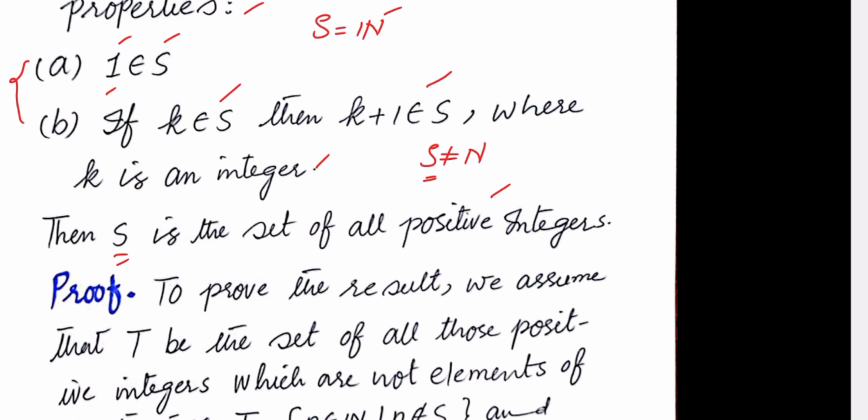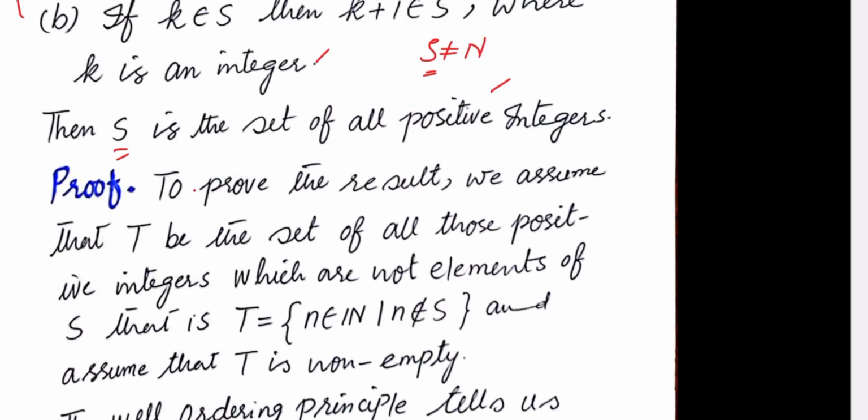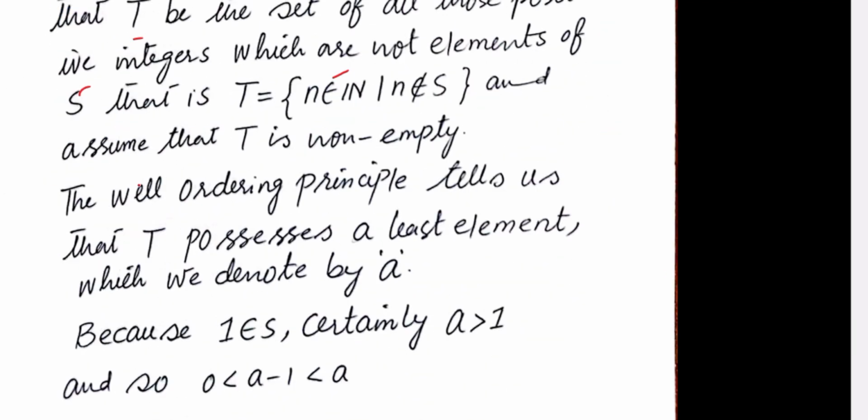So we take another set T. We assume that T is the set of all those positive integers which are not elements of set S. That is, there are some elements belonging to set T which are not elements of set S, which can be written mathematically as. And further, we assume that T is a non-empty set. At the end, we will show that T is an empty set and S is actually equal to the full set of natural numbers.